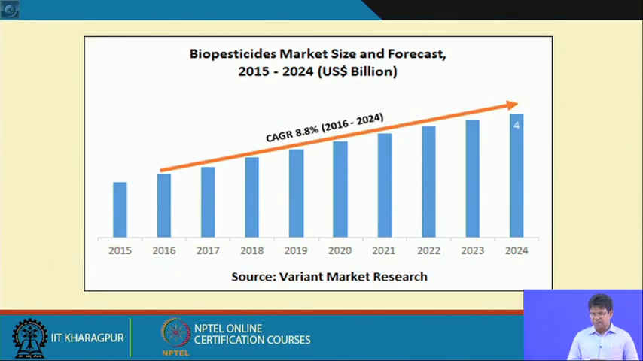And see the biopesticide market size. As you see, it is growing to US $1 billion, from 2014 with the forecast up to 2024. There is a compound annual growth rate of around 8.8%, which indicates that the forecast is there. So, there is a market. The biopesticide market is growing and there is scope and opportunity.